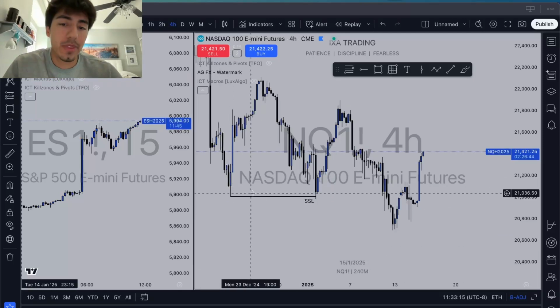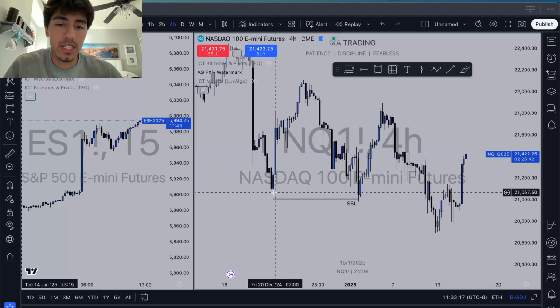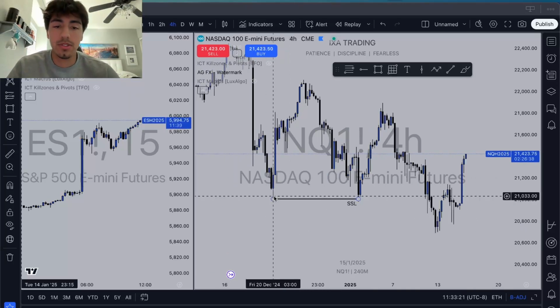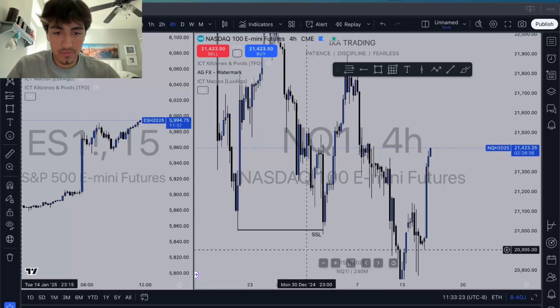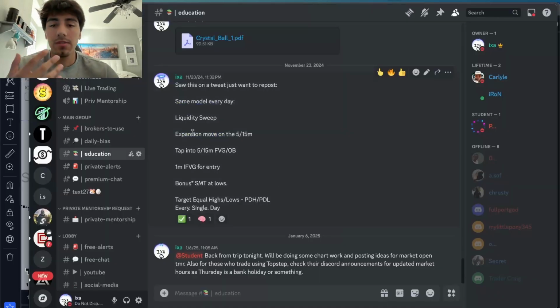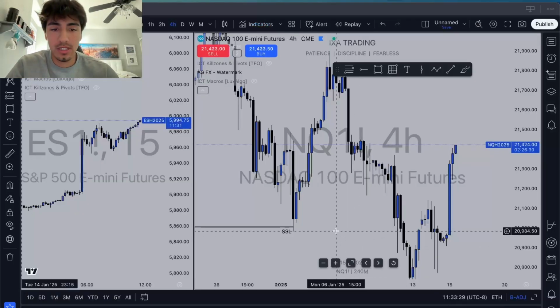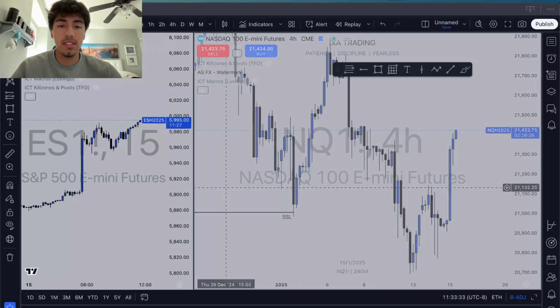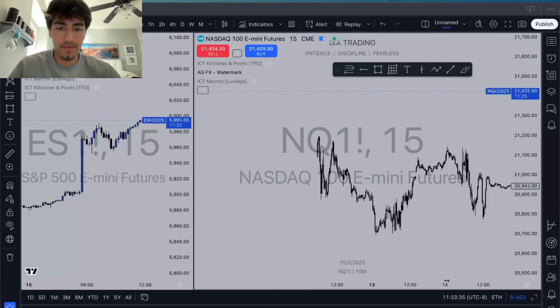So first step is this liquidity sweep. Liquidity is just resting lows, resting highs. Here's a daily low, which is a pretty key level. So this key level gets swept. So great. Now what do we look for? Going back to our rules, we're looking for an expansion move on the 5-minute or 15-minute. So that would just be a 15-minute CISD or a 5-minute CISD.